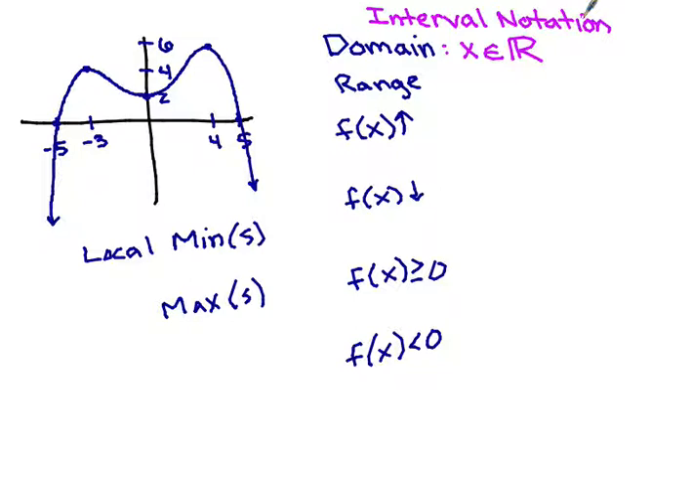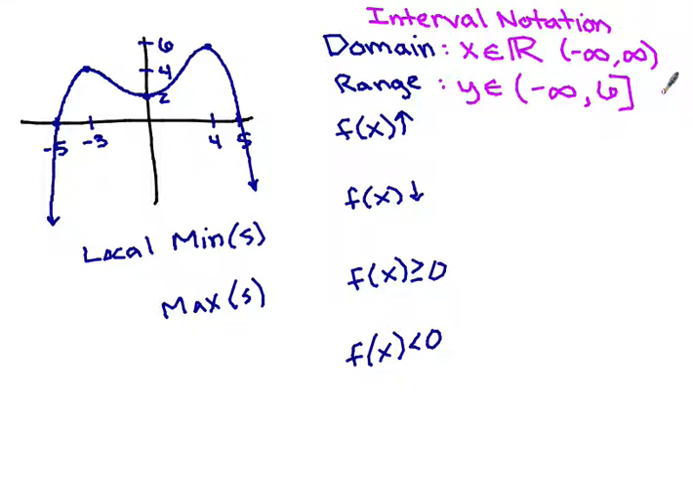The range would be all of our y values. It's less than or equal to 6. So we know that we've got from negative infinity to 6 square bracket. Again, this can be given as negative infinity to infinity also.